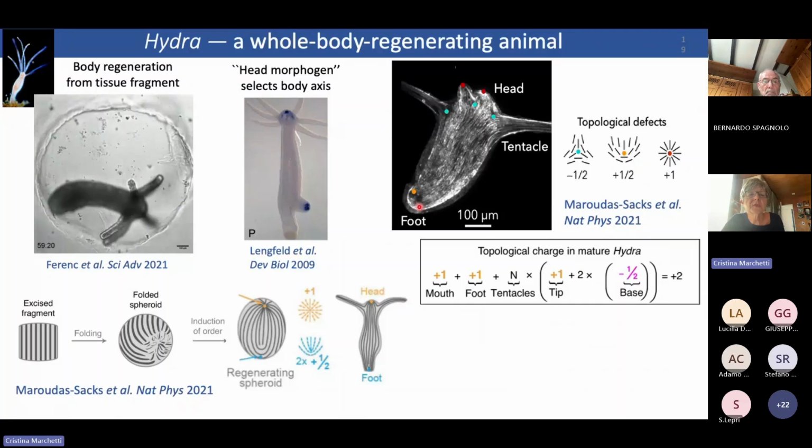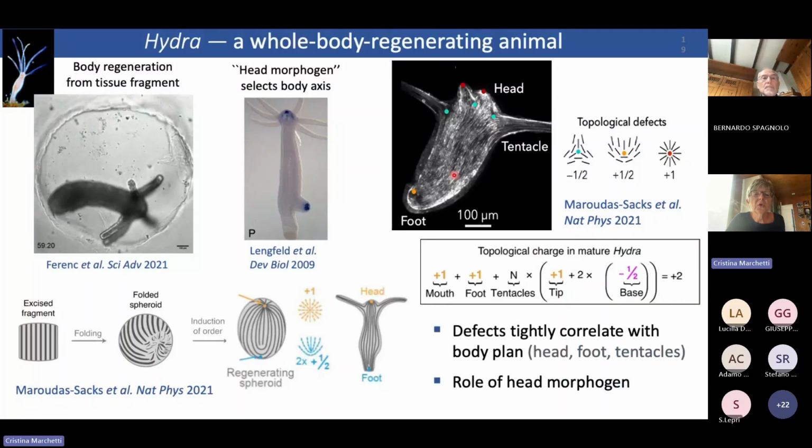You have 2 +1/2 defects very close to each other, or almost in the formation of another +1, at the location of the foot. And you add up all these defects. Of course, in the mature hydra, they have to add up to +2, which is the topological charge required to accommodate nematic order, that is lines, on the surface of a sphere. So the point here is that defects are clearly tightly correlated with the body plan, the formation of the various structures, and we have to worry about the role of this head morphogen.